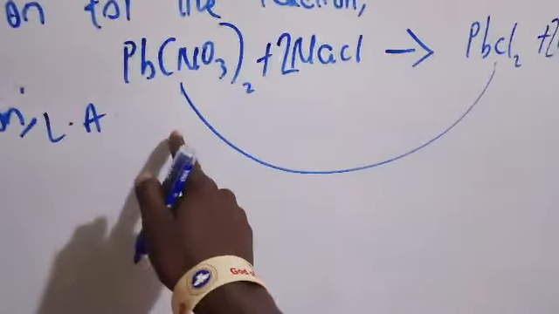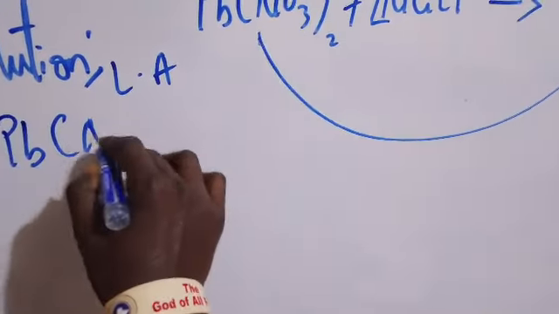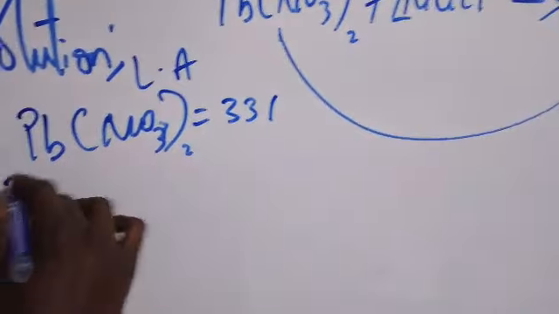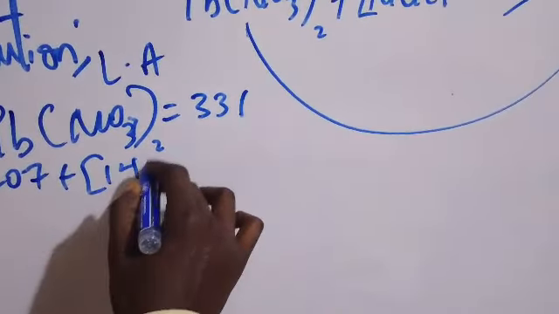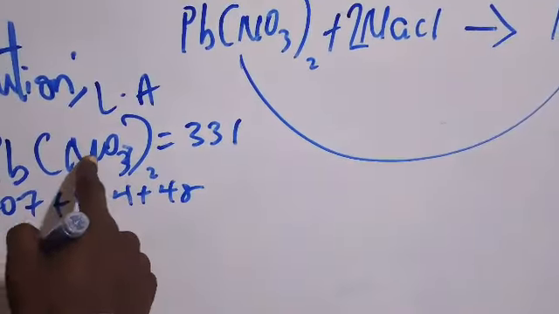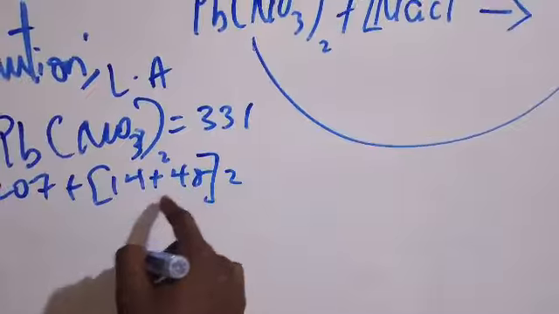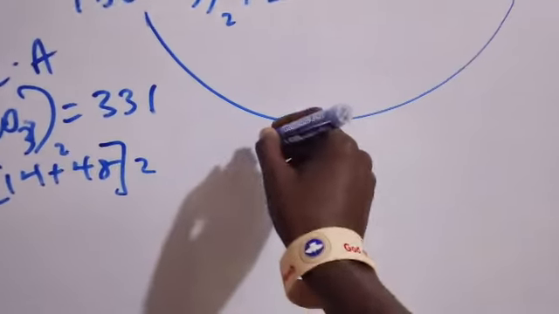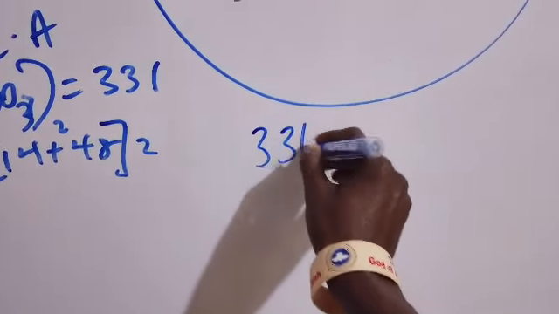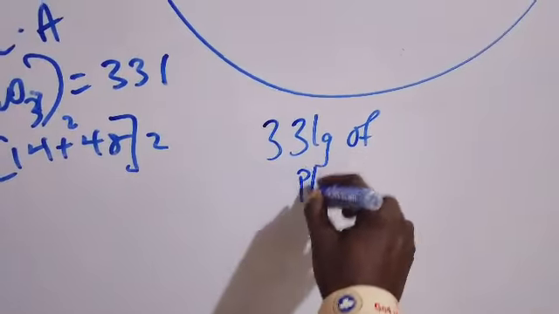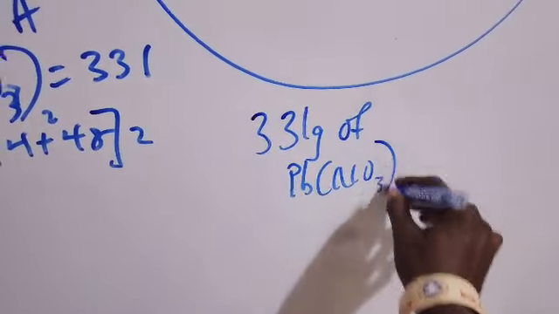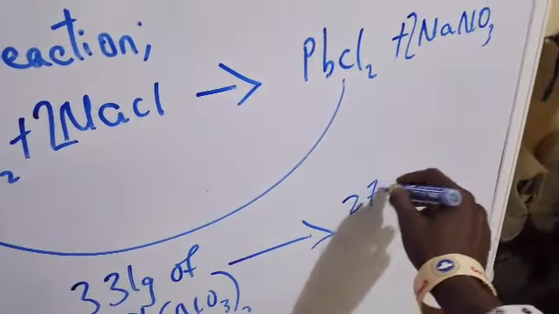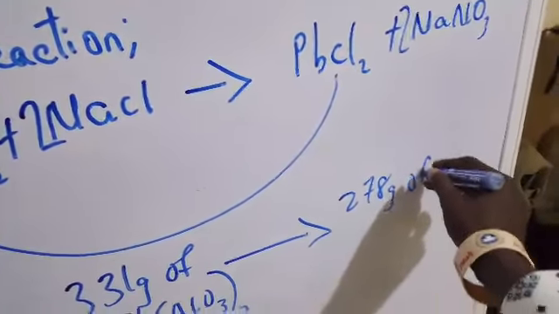So if you look at this here now, you can calculate the molar mass of Pb(NO3)2. As a teacher, I've done this several times. I know this is 331, but you can just do 207 plus 14 plus 48. I've already done 3 times 16 times 2. 14 plus 48, that is 62. 62 times 2, 124. 124 plus 207, that will give us 331. Alright, so you now write 331 gram of Pb(NO3)2 gives us PbCl2, that should be 278. Gives us 278 gram of PbCl2.